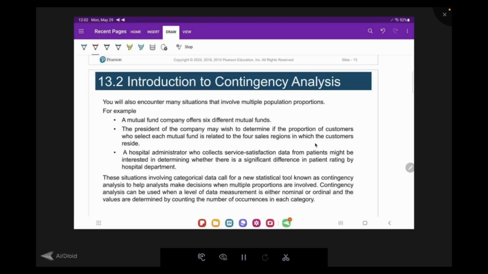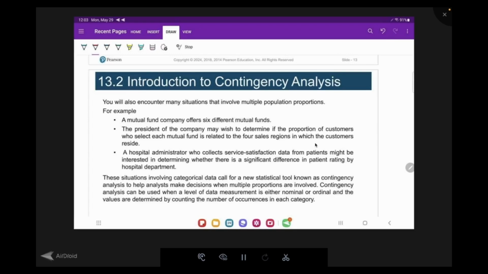Why do we care about contingency analysis? Maybe in situations involving multiple population proportions, not just 2 or 3, 4 or 5 proportions. Mutual fund company example: it offers 6 different mutual funds. A president of the company may wish to determine if the proportion of customers who select each mutual fund is related to the 4 sales regions in which the customers reside. Another example: a hospital administrator who collects service satisfaction data from patients may be interested to determine whether there is a significant difference in patient rating by hospital department or not.